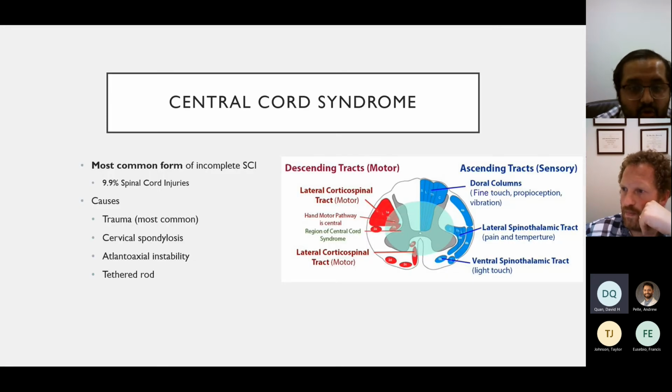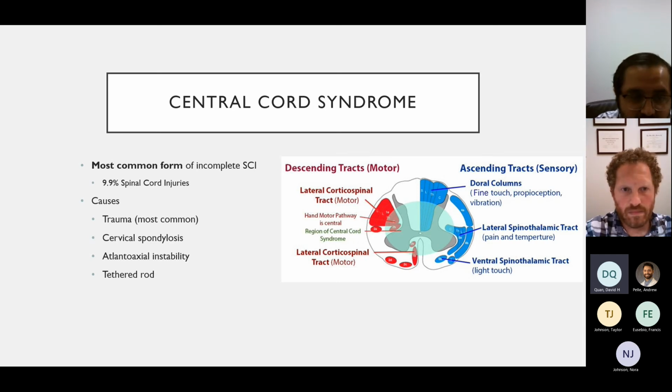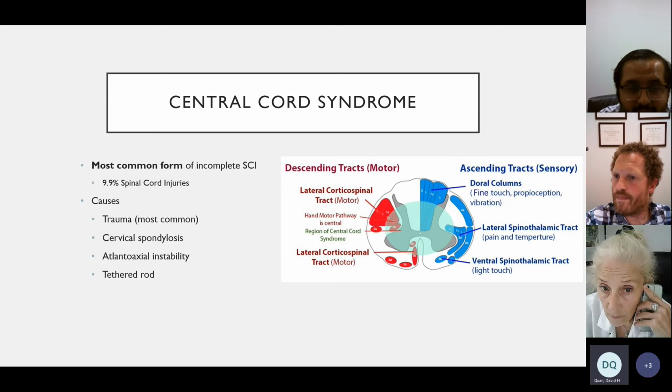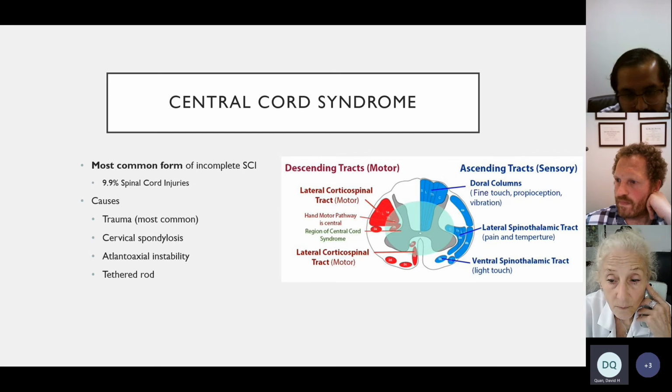Now we're going to move on to central cord syndrome. Here, a different picture, because I really want to highlight all the different tracts. The central cord, as you can see, takes place in the middle. This is the most common form of incomplete spinal cord injury syndrome, accounting for over 9.9% of spinal cord injuries. Causes vary from trauma, cervical spondylosis, as well as atlantoaxial instability. Trauma is the most common form.